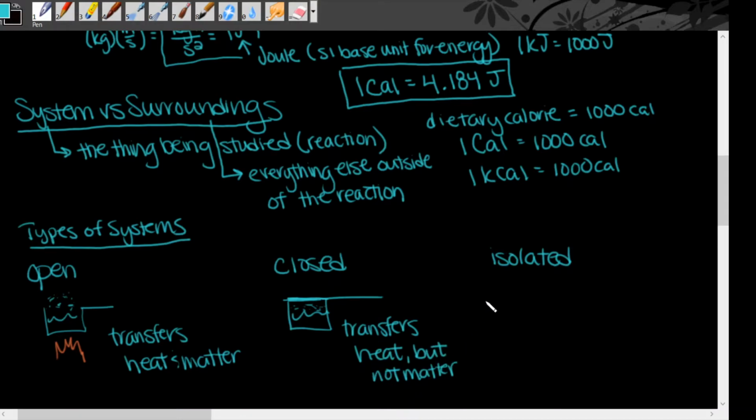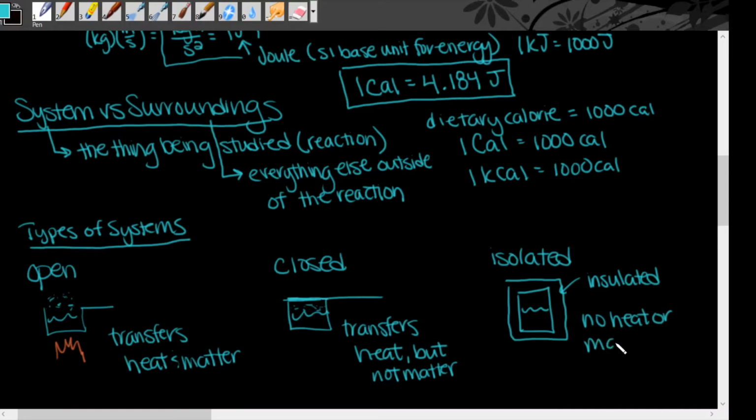Heat, but not matter. And an isolated system would be like a thermos, where you have an insulated situation where your water stays hot. Okay, so this would be insulated. And no heat or matter transfer. Got it? Oh, I didn't draw the fire under my other pot. And this is hot water in here. And it's going to stay hot because it's isolated. All right.